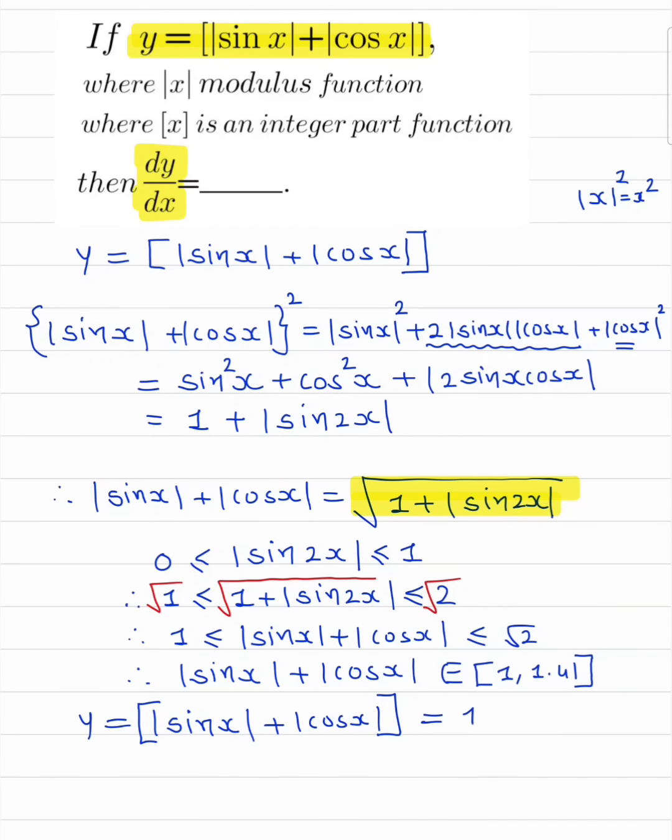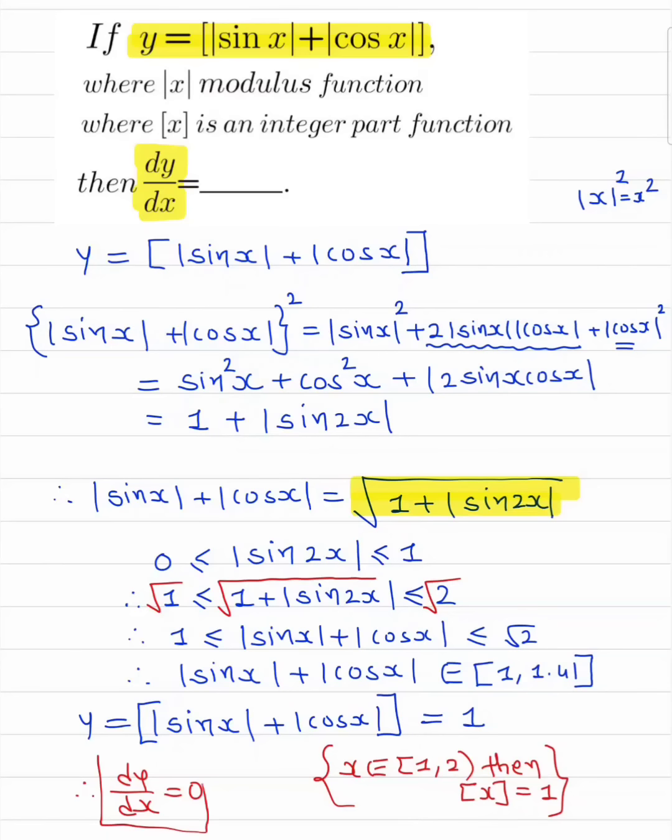equal to 1. Why 1? We know that if x belongs to 1 to 2, closed open, then box x equal to 1. In a similar way, if x belongs to 2 to 3, then box x is 2. So here y equal to 1, so dy by dx is nothing but 0.